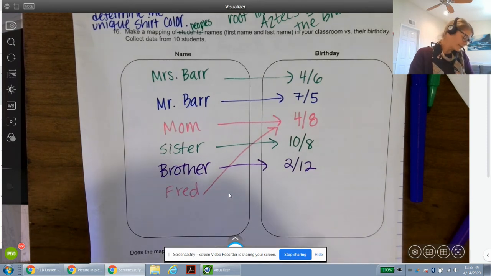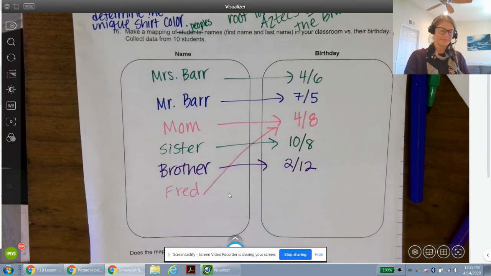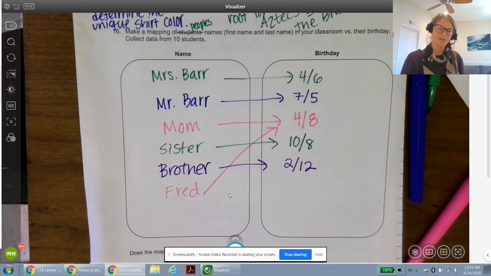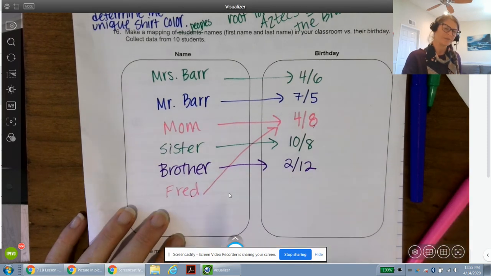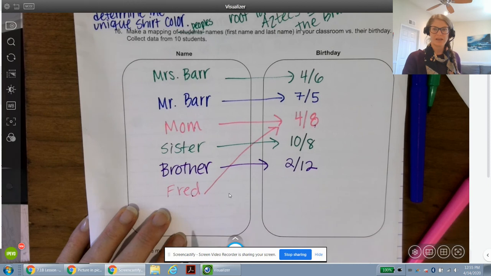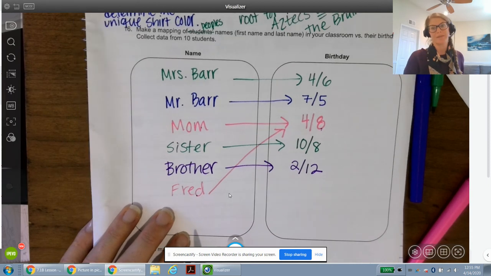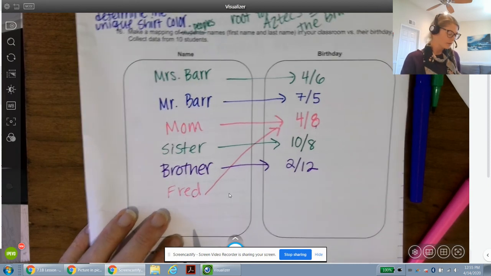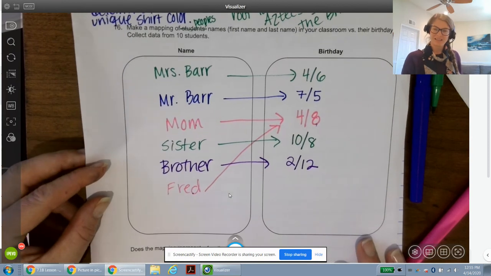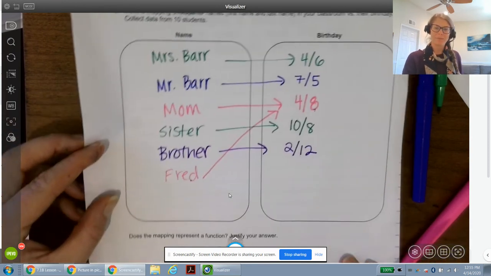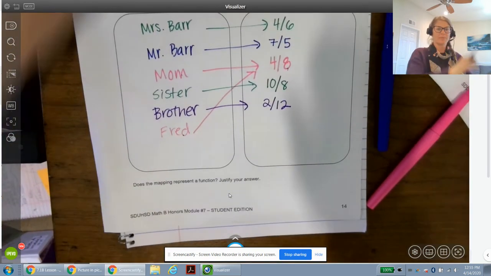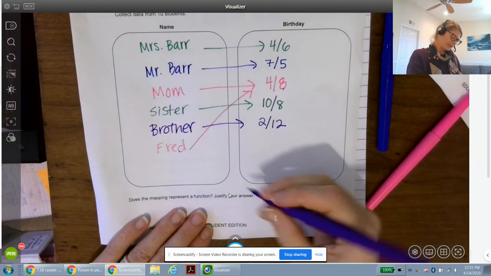Okay, so does this mapping represent a function? Is this mapping a function even though Fred and my mom have the same birthday? Or maybe you ask people who are twins. We have a couple cool twins in our class. Would that mapping of a birthday still be a function? Is this relationship a function? Yes.